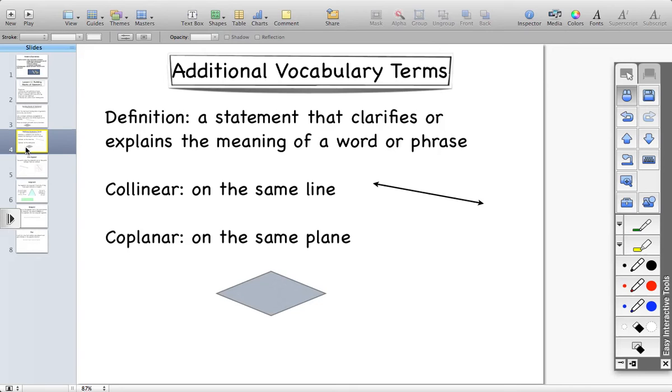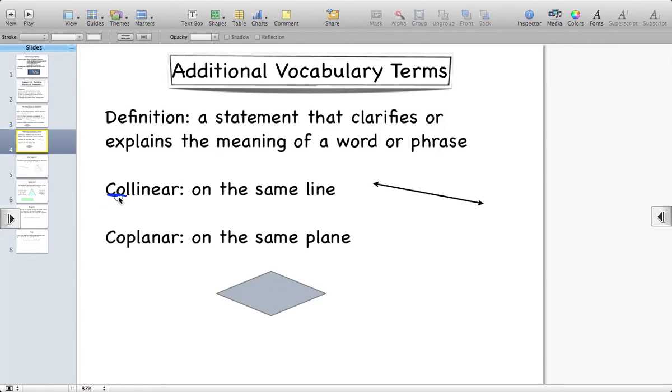For example, the word collinear. It means it's on the same line. Just like we have the word co-worker, meaning two people who work together at the same place, collinear, this co meaning together, means points that are on the same line. Coplanar would be points that are on the same plane. So anything that is shared is going to be co-whatever.